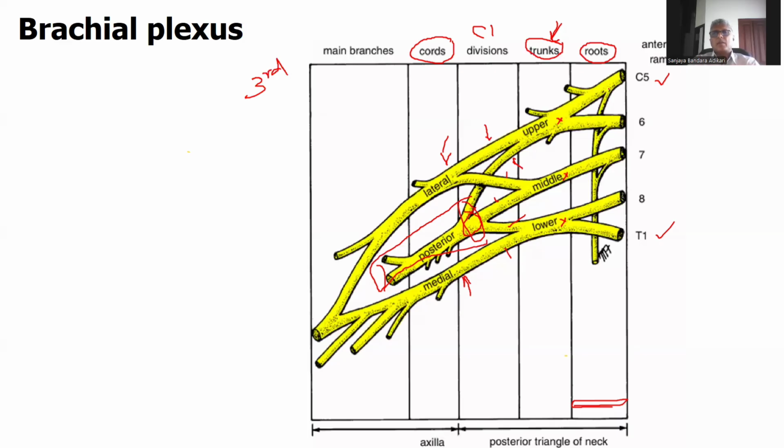There are branches coming from the roots and from the trunks. The most important branch from the roots, from C5, 6, and 7, is the long thoracic nerve supplying the serratus anterior. From the upper trunk, you get the suprascapular nerve. There are a few other things like the nerve to subclavius and the dorsal scapular nerve, which are not very important, but these two you have to remember. I'll finish the branches here itself because you've done it before.